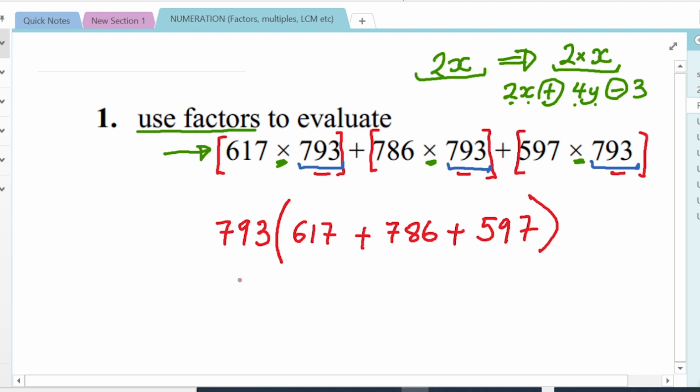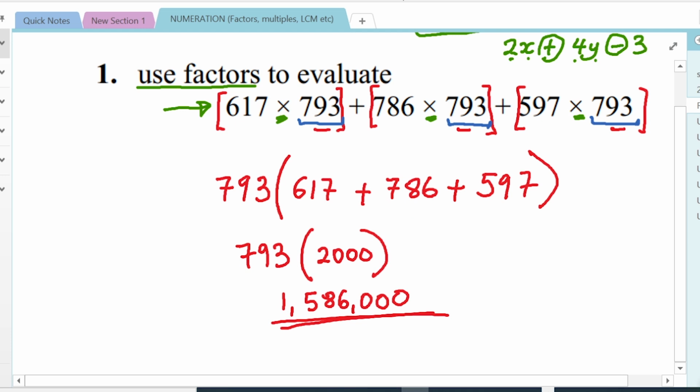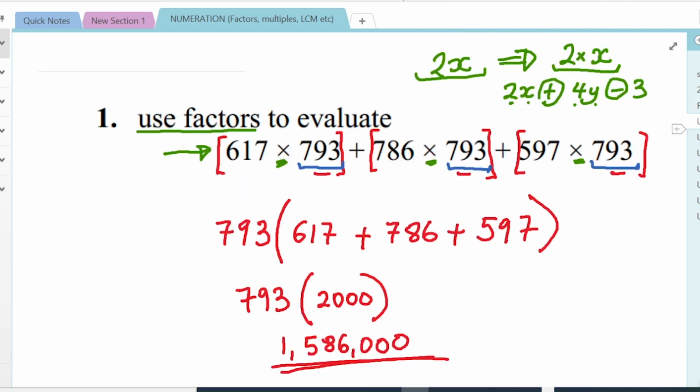So once you have used factors to break it down like that, the rest is just math. So it becomes 793 times the sum in the brackets, and you can use your calculator. So it's 2000. Of course, 2000 multiplied by 793, you end up with 1,586,000, and that's your answer. So that's how we go about that. Here they are saying use factors to evaluate. Sometimes they can simply tell you, without using a calculator, evaluate. That's how we go about that one.